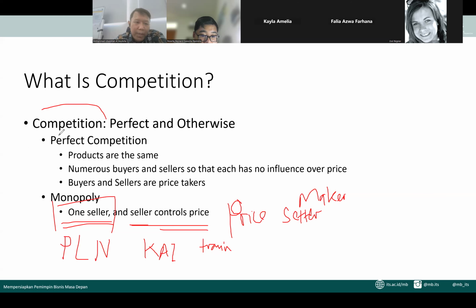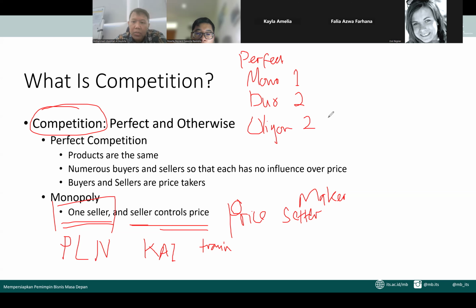Again, when we speak about competition, we have so many types of competition. We have perfect competition, with many buyers. We have monopoly. Mono means one. We have duopoly. Duo means two sellers. We have oligopoly, which means two or more. We also have monopolistic competition. Later on, we will learn about monopolistic competition.